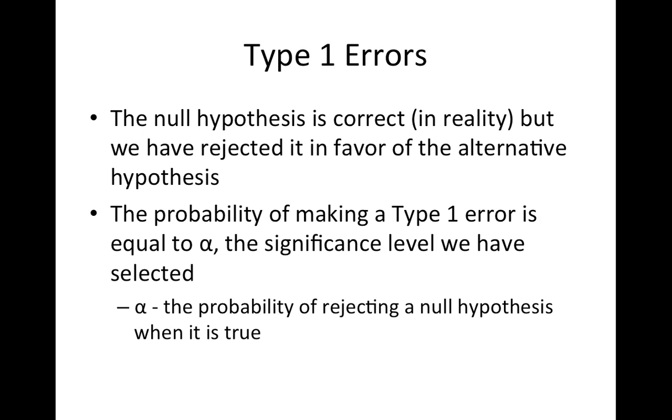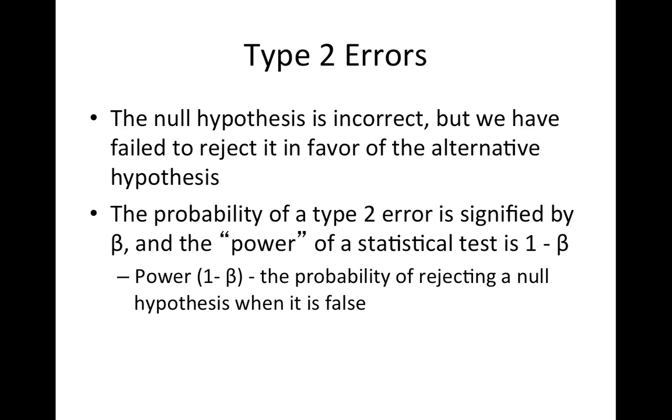So we can define alpha as our significance level, but also as the probability of rejecting a null hypothesis when it's true. It's the probability of committing a type 1 error. Now, if we say the probability of committing a type 1 error is 0.05, what we're saying is that's a pretty small chance.